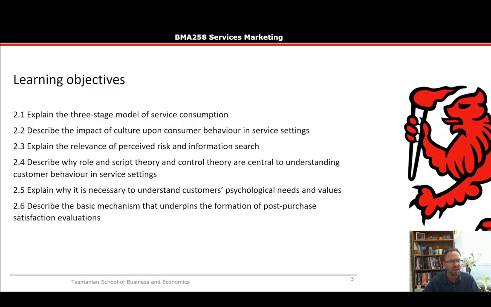service consumption. And number 4, describe why role and script theory and control theory are central to understanding customer behaviour within service settings. Number 5, explain why it's necessary to understand the customer's psychological needs and their values. And last of all, describe the basic mechanism that underpins the formation of post-purchase satisfaction evaluations.